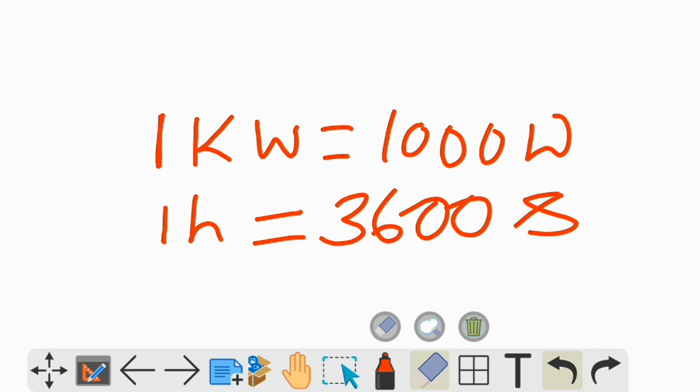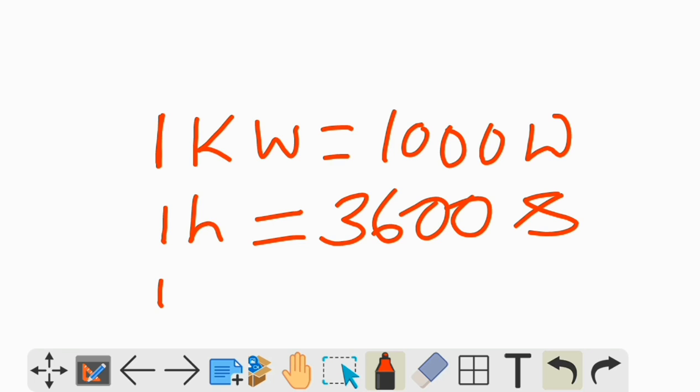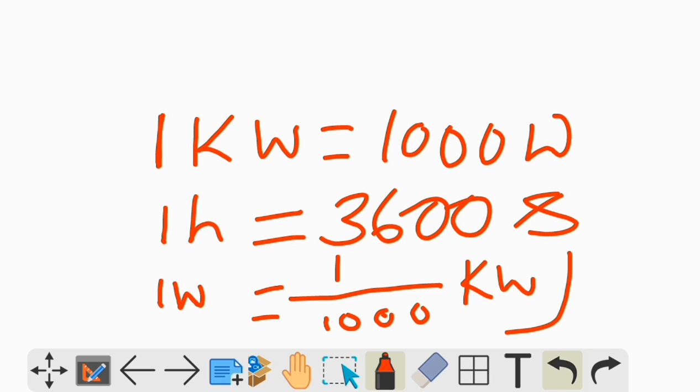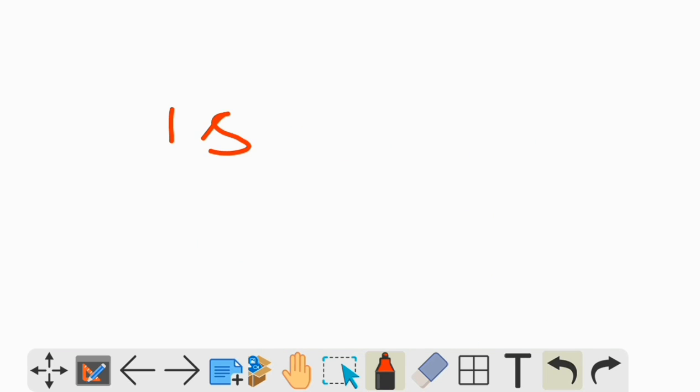Then these two we will substitute by just changing them. Let's see, from here 1 watt will be equal to 1 by 1000 kilowatt. In place of 1 watt, what will I write? 1 by 1000 kilowatt. In the same way, 1 second is equal to what do I write? 1 by 3600 hour.